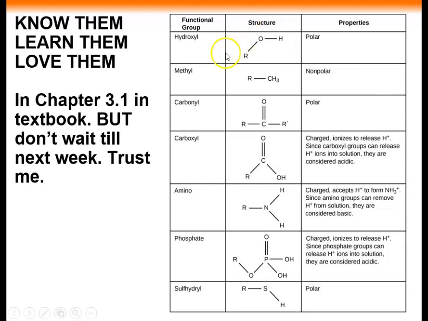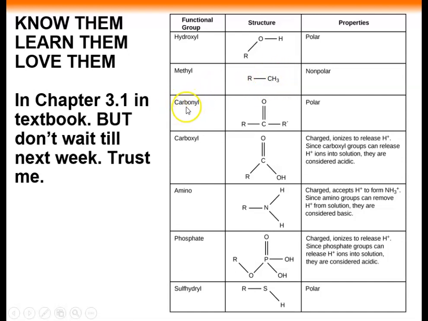Because from now on, and forever, I will expect you to know that a hydroxyl group is when you have an oxygen and a hydrogen connected to anything. This R represents anything. It's like a variable X. Most of the time in this class, R is going to be carbon. So when you've got an oxygen and a hydrogen, that's a hydroxyl group. And just like we talked about, the oxygen pulling those electrons, that's going to be polar. The methyl group is going to be nonpolar.